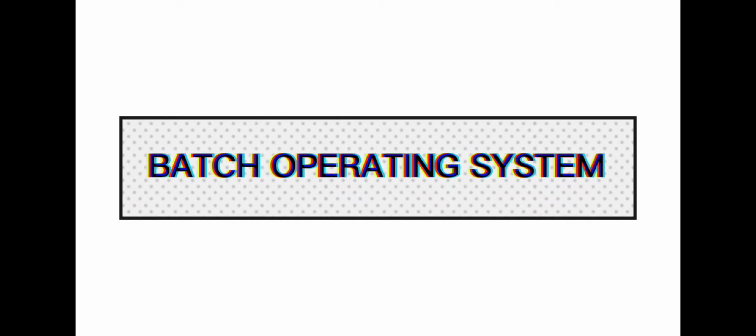First, batch operating system. This type of operating system does not interact with the computer directly. There is an operator which takes similar jobs having the same requirement and groups them into batches. It is the responsibility of the operator to sort jobs with similar needs.